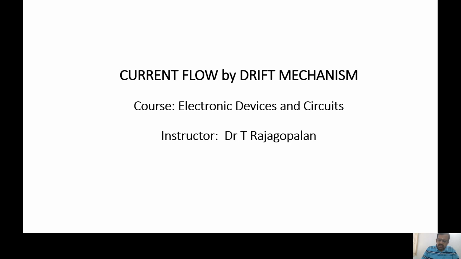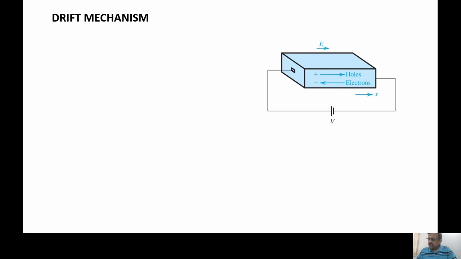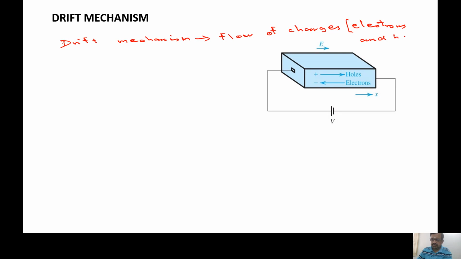Okay. So what is this drift mechanism? Drift mechanism represents the flow of charges, electrons and holes, in a semiconductor under the influence of an external electric field.